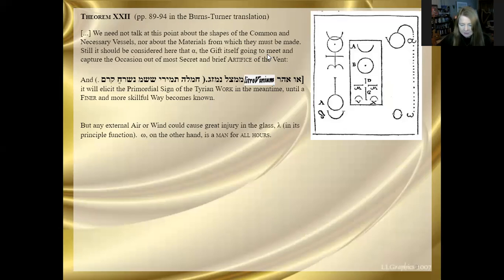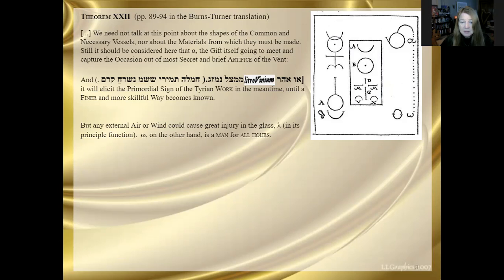In our last class, where you did need to know all that context I just talked about, we went through this alchemical diagram or workshop, as he calls it, and looked at what the different symbols and letters might mean in the context of everything that has come before. Because in 21, he asked you to go back through the whole monad. Okay, and we got to this point at the top here where Dee says, we need not talk at this point about the shapes of the common and necessary vessels, nor about the materials from which they must be made.